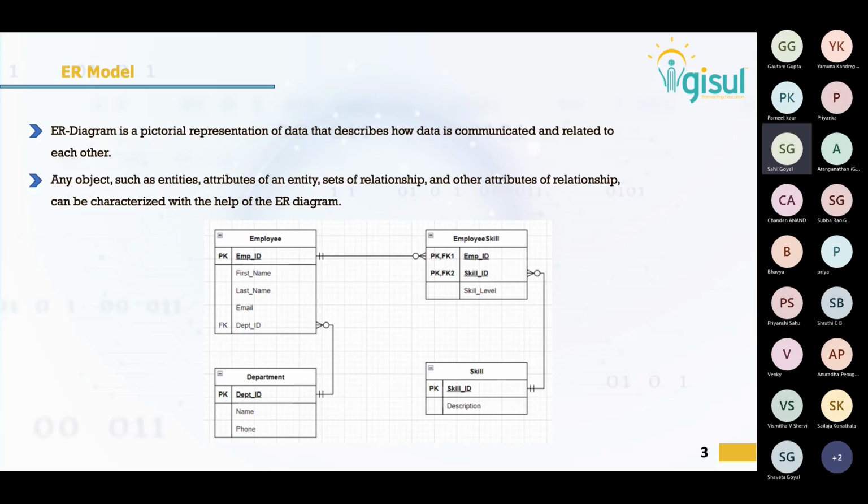So as we say, an ER diagram is a pictorial representation of the data that describes how data is communicated and related to each other. Any object such as entities, attributes of an entity, sets of relationships, and other attributes of a relationship can be characterized with the help of the ER diagram that we are representing here.